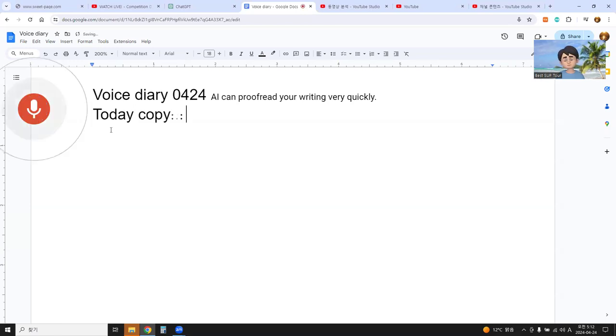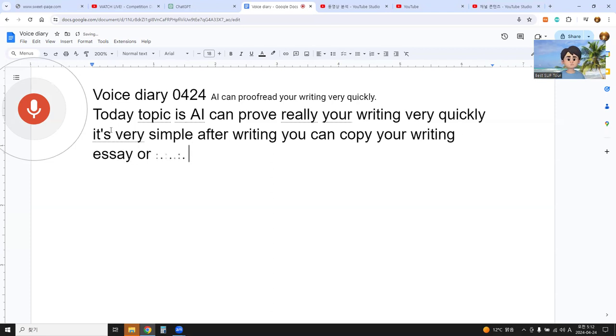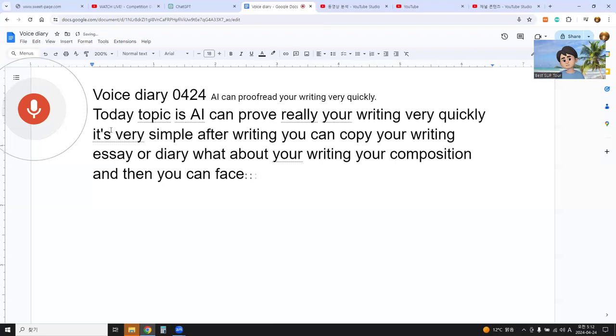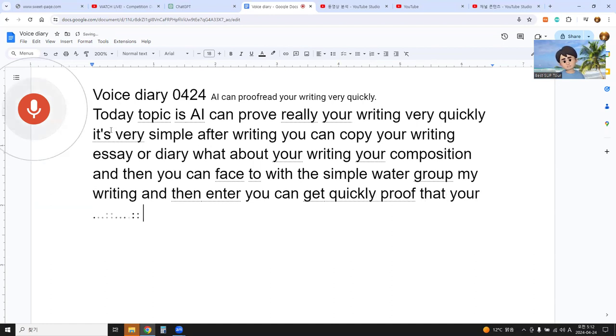Today's topic is that AI can proofread your writing very quickly. It's very simple. After writing, you can copy your writing, essay, or diary, and paste it with the simple word "proofread" before it. Then enter, and you can quickly get your article proofread. It's a very simple way.